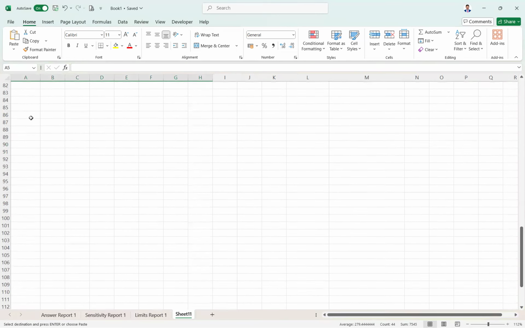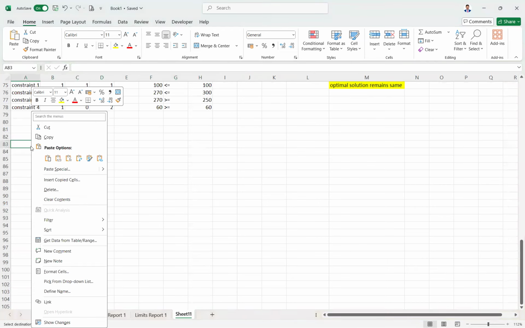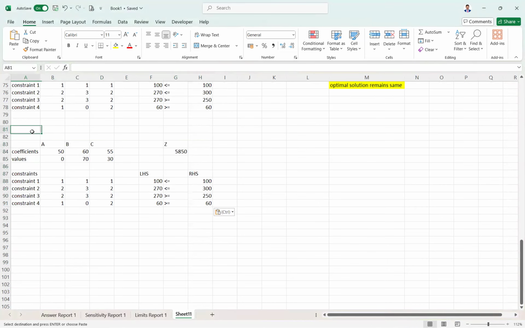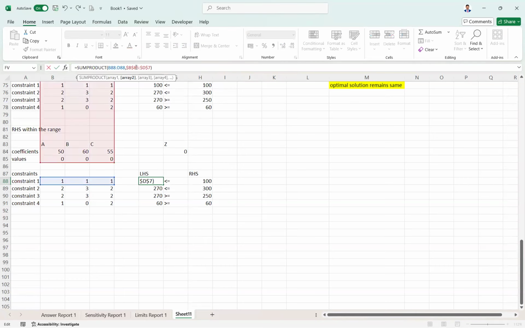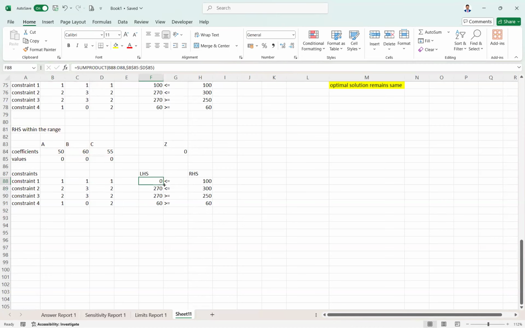Now commit here. So this we are doing for the RHS within the range. Okay, first we'll do within the range. These are the same values. Let us change these to 0, 0, 0. This has become 0, which means it is the correct formula. Here the formula is wrong. Change these values to 85. Now just drag it.